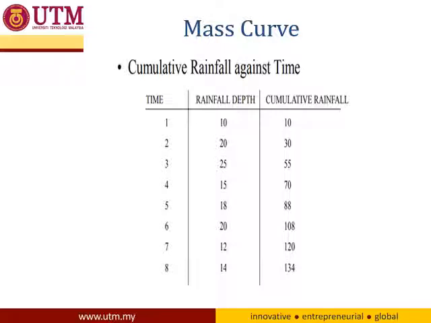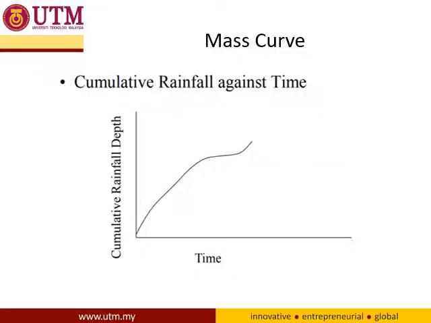Okay, the other way is we do a mass curve. So what is a mass curve? It is actually a cumulative rainfall against time. We have time, which can be daily, hourly, monthly, anything. Then we have the rainfall depth, and then a cumulative of each time. This is the cumulative from the rainfall depth data. If we plot this cumulative rainfall depth against time, this is what we call a mass curve.